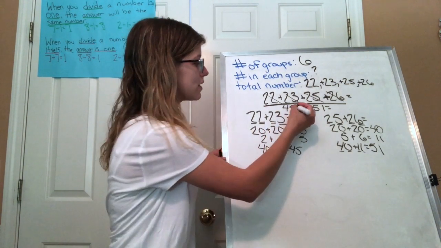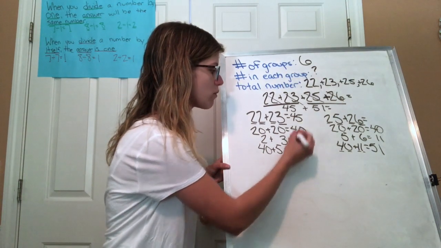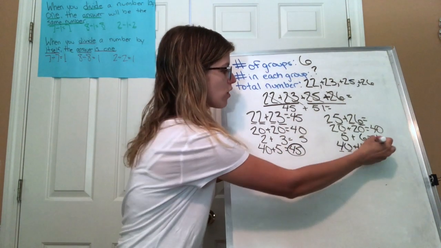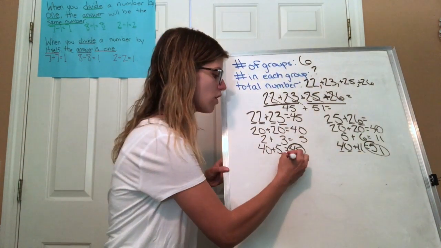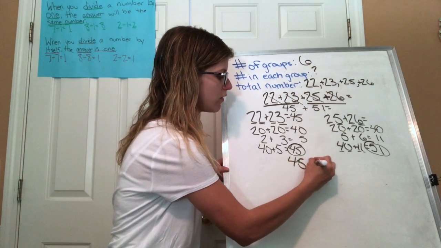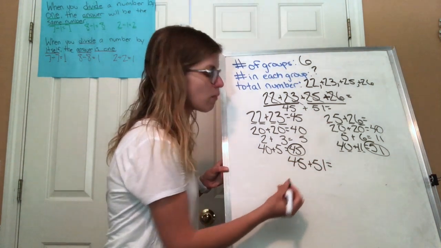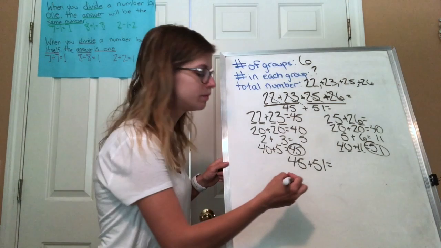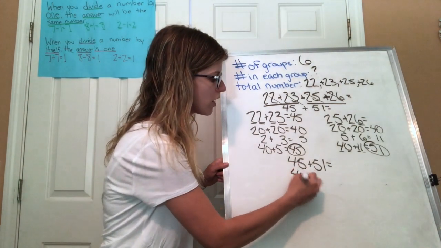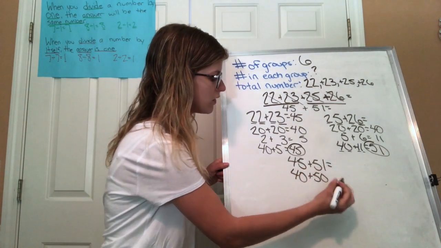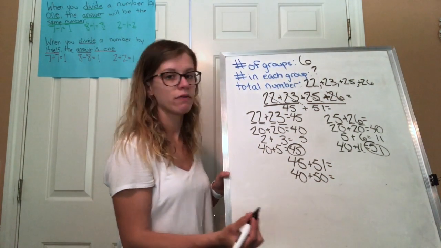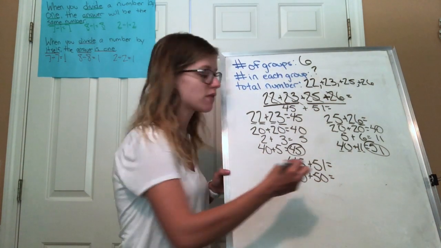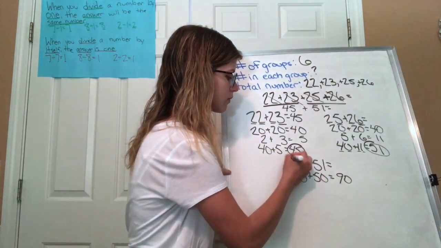What I need to do now is add the 2 numbers that I got from these solutions, 45 plus 51. I'm going to again break it down into tens and ones. So it'd be 40 plus 50, or 4 tens plus 5 tens, is equal to 90.